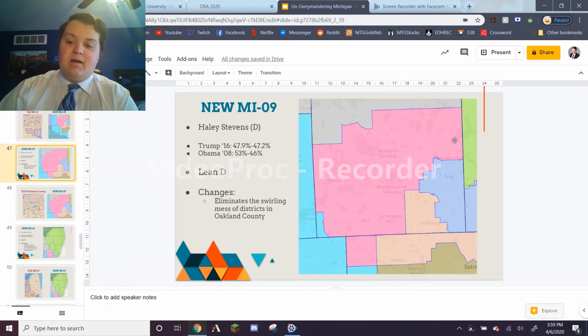It's a big suburban area, and it eliminates the swirling mess of districts in Oakland County. So instead it includes big suburban communities like Plymouth here, Novi, Farmington, and Farmington Hills, which in the current district are chopped up. West Bloomfield, Pontiac, which is a large African-American community here.